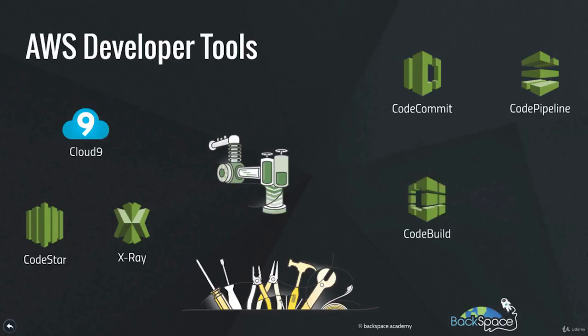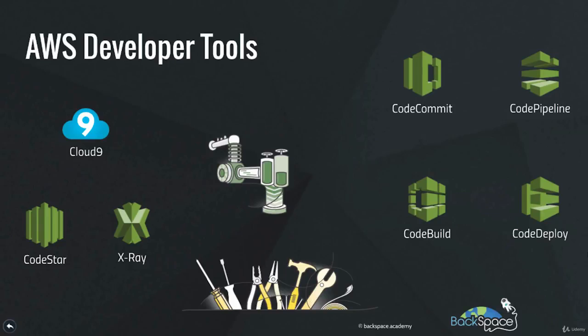AWS CodeBuild compiles your source code, runs tests, and then produces software packages that are ready to deploy on AWS. AWS CodeDeploy is a service that automates software deployments to a variety of compute services, including Amazon EC2, AWS Lambda, and even instances that are running on premises.